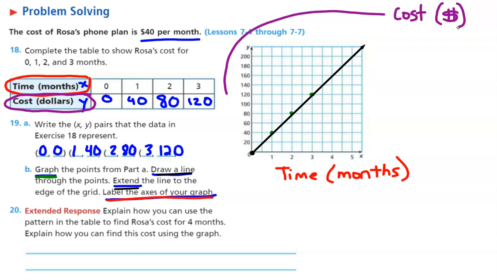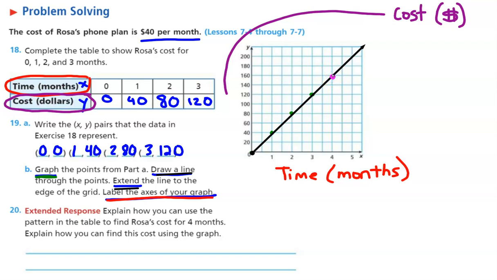Okay? So, final question. Explain how you can use the pattern in the table to find Rosa's cost for 4 months. Explain how you can find this cost using the graph. So basically that just meant if we go over to 4 months and we follow all the way up, we can see that she's going to earn 160, which would have landed us right there.